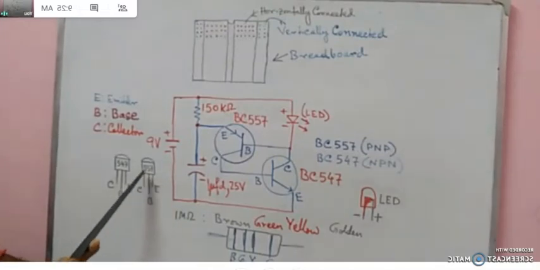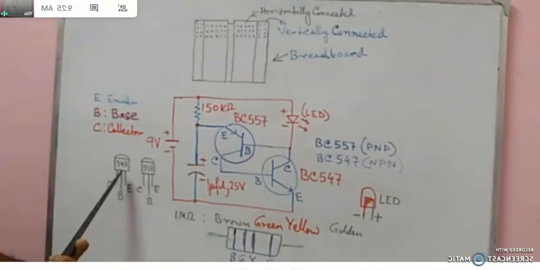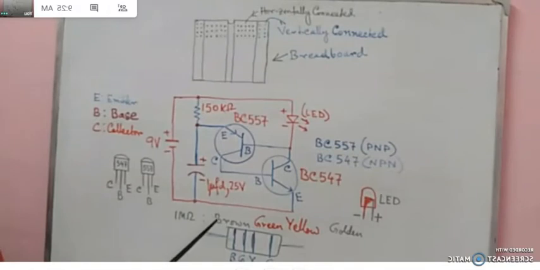So if you hold the transistor 557 with the writing part towards you, similarly for 547, the same category, there is no difference between these two. The naming order is the same. So this is the way to identify the transistor.